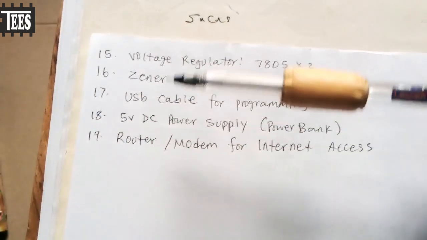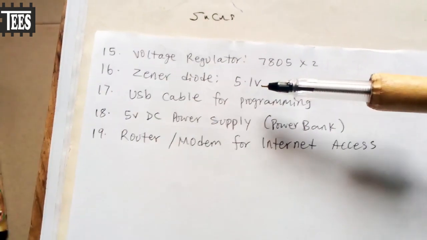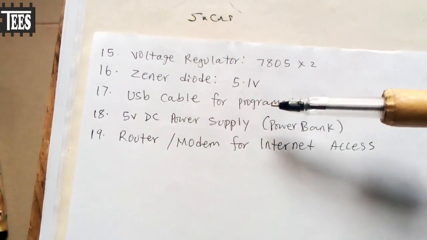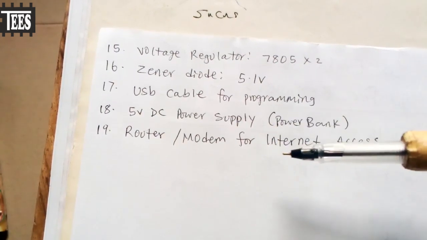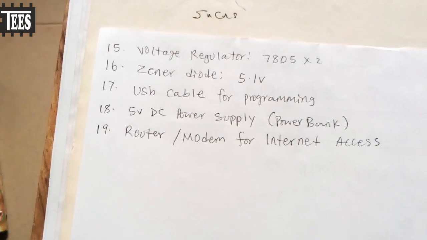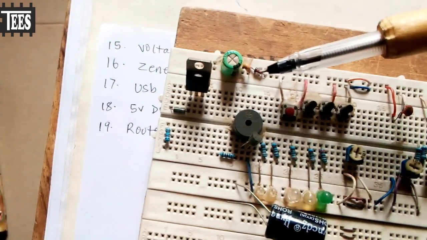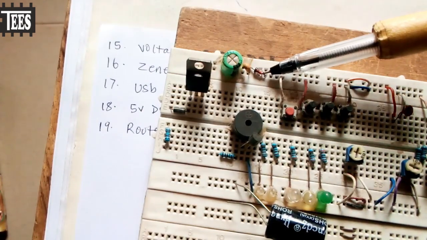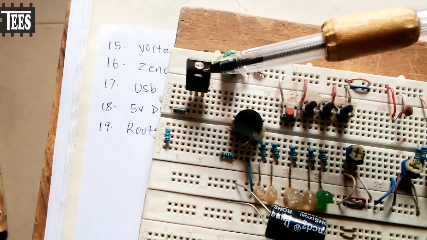So we need a voltage regulator, 5.1 volt Zener diode, USB cable for programming, the 5 volt DC power supply, router and modem for internet access. So this is our 5.1 volt Zener diode you are seeing here. Our voltage regulator 7805, as you have seen it.